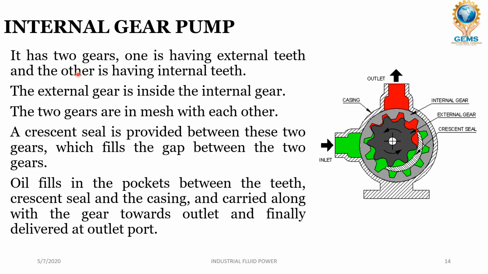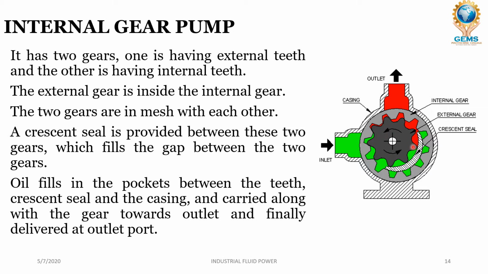Now let's see the internal gear pump. It has two gears. One has external teeth and the other has internal teeth. This is the internal gear having internal teeth, and this one is the external gear having external teeth. The external gear is inside the internal gear. The two gears are in mesh with each other.